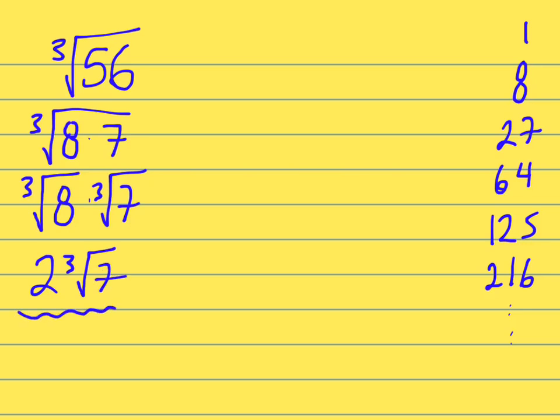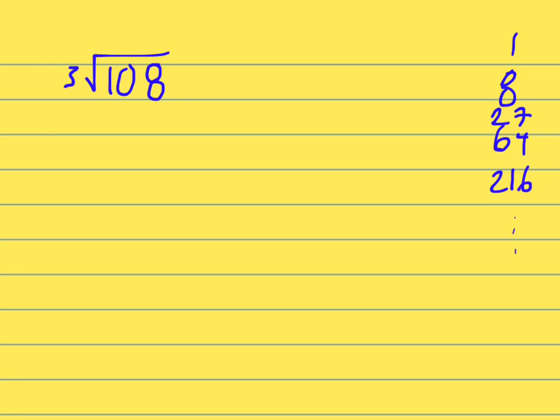Let's try another one. Let's do the cube root of 108. You can list out your perfect cubes again: 1, 8, 27, 64, 216, and so on. For 108, you might try 8. 108 divided by 8 is not going to work, I get 13.5. 108 divided by 27 actually works. It's 4. So there you go.